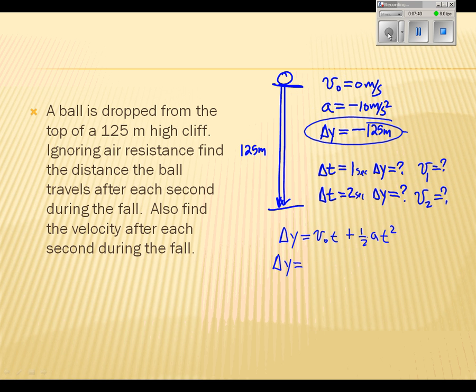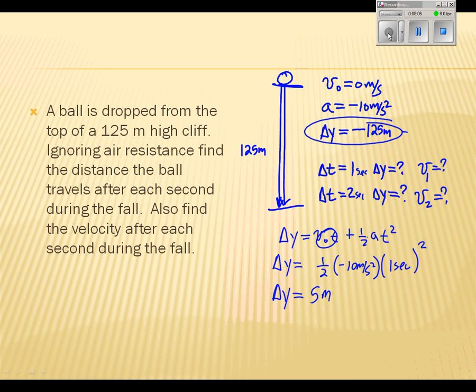Delta y equals, my initial velocity is 0. 1/2, I'm going to use negative 10 meters per second squared. My time is the one thing that I'm going to be changing. I'm going to put in 1 second, then I'll put in 2 seconds, then 3 seconds, and so on. So I'll put in 1 second, square that, and delta y ends up equaling 5 meters.